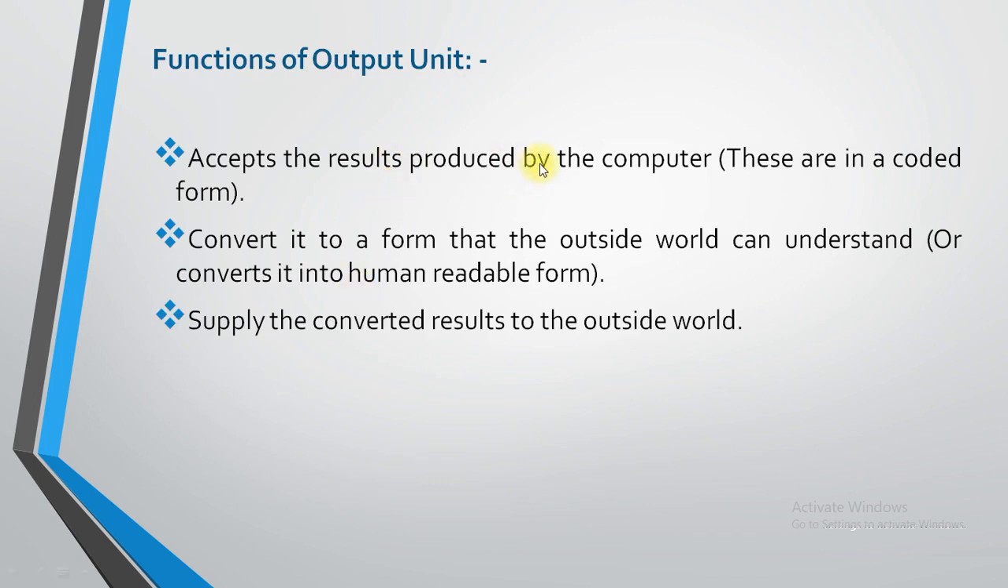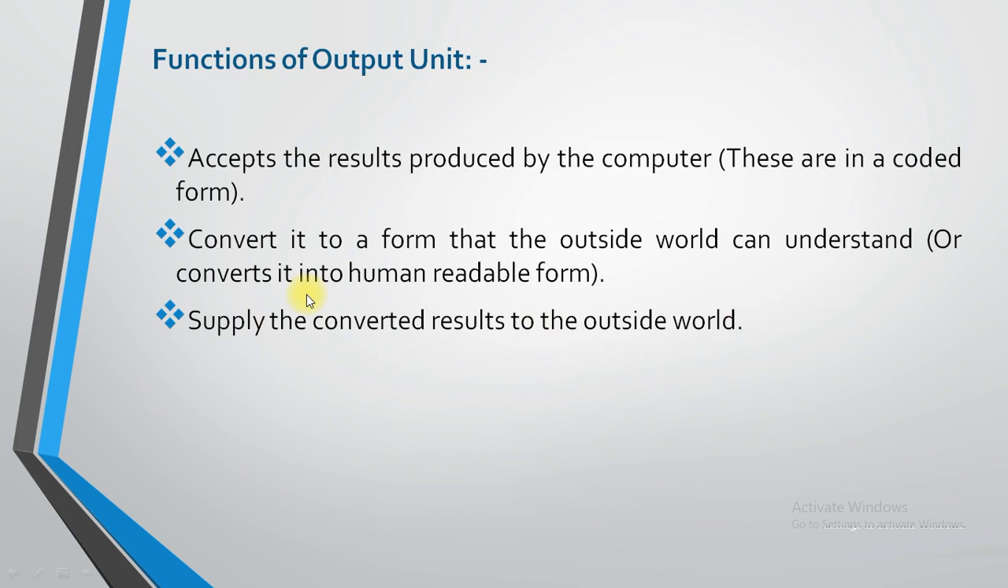It accepts data which is produced by the computer, and this data is naturally in coded or binary format. Now see, I want to show the result to the user. Again, the user cannot understand binary language. So what do we need to do? We need to convert binary data into human understandable language. So that is the role of the output unit. It converts it into the form that the outside world can understand, or the human readable form. After that, it supplies the converted result to the outside world.